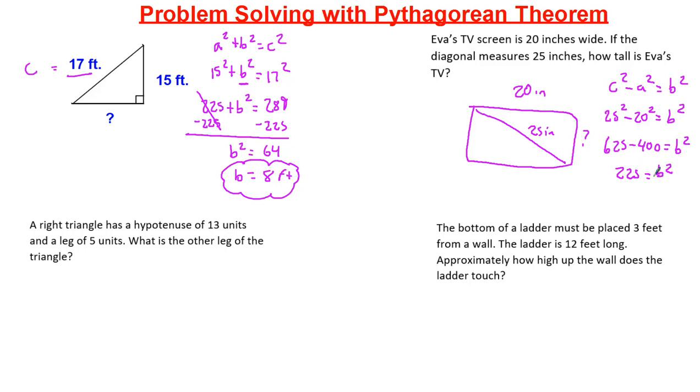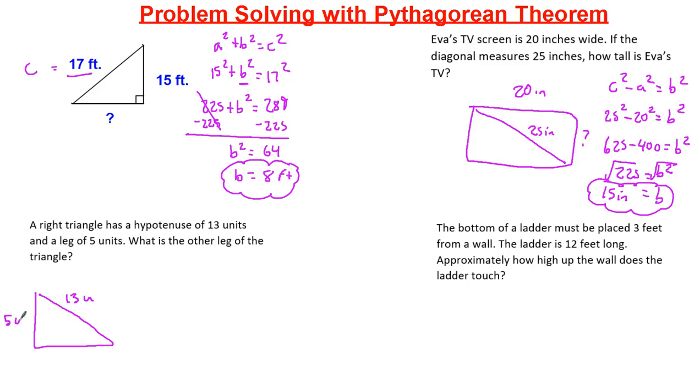So 225 is B squared, and if I just find the square root of that, I get B is going to be equal to 15. So the height in this case, tallness, is going to be equal to 15 inches. Alright, once again, the right triangle has a hypotenuse, so I'm just going to go ahead and draw it. It has a hypotenuse of 13 units and a leg of 5 units.